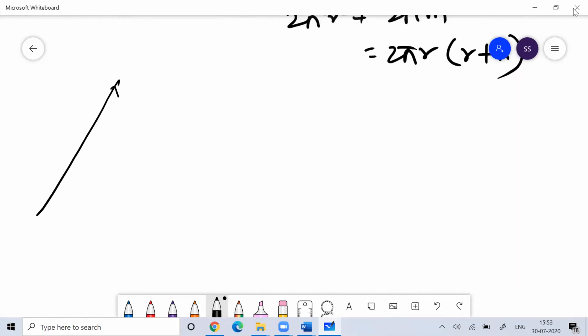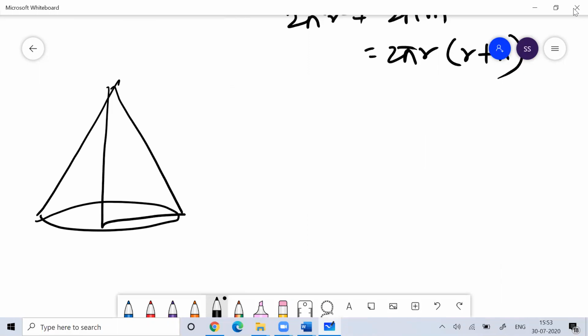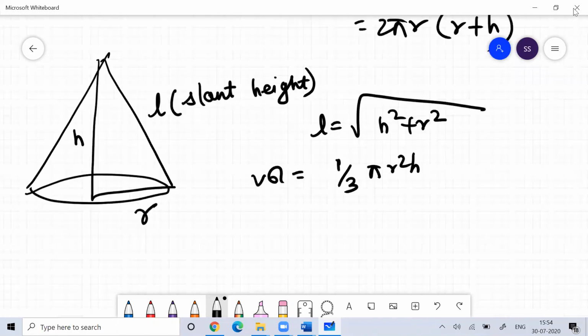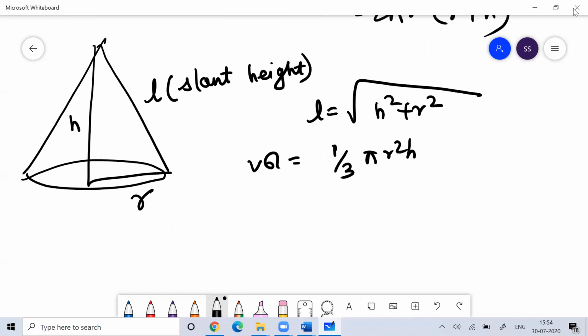When we talk about cone, the volume of cone is 1/3 of the volume of a cylinder. For cone, this is radius, this is height, and this is called slant height. The slant height is equal to root of h square plus r square. The volume is 1/3 pi r square h. If I talk about the curved surface area, that is pi rl.